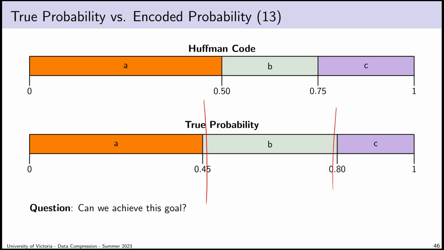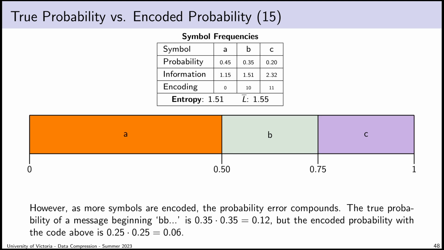But the question is, can I get closer to this ideal over time? Basically, this error, the fact that A is getting 5% more real estate than it deserves, this error is going to pile up at each step. Is there a way that as my message gets larger and larger, the rounding error diminishes in proportion to the total number of bits I'm using? So that over time, as messages get arbitrarily long, the number of bit strings that correspond to inputs beginning with A approaches the true probability of A. That is something I can do.